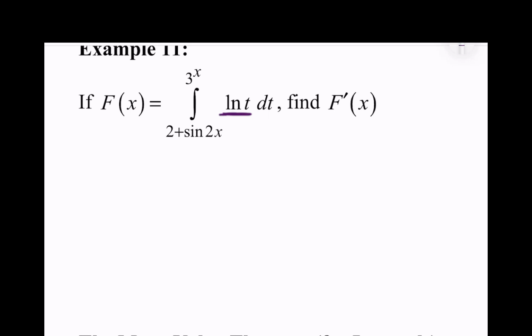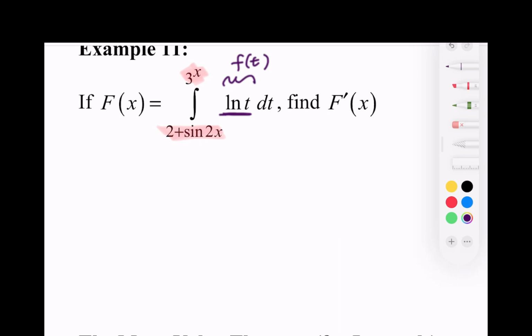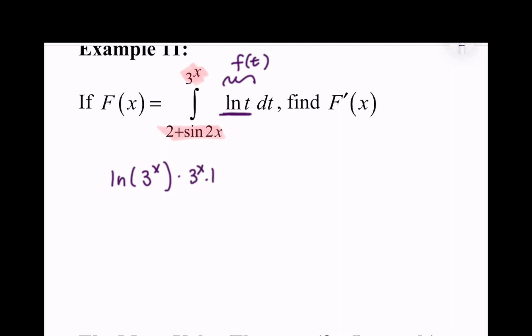Okay, so here is my f of t. In red, I'll put my bounds. And then when I get to it in yellow, I'll show where the chain rule is. Okay. So first I'm going to plug in the b value, the upper bound. So this is ln of 3 to the x. And then times the derivative on the inside. The derivative of 3 to the x is 3 to the x times ln of 3.